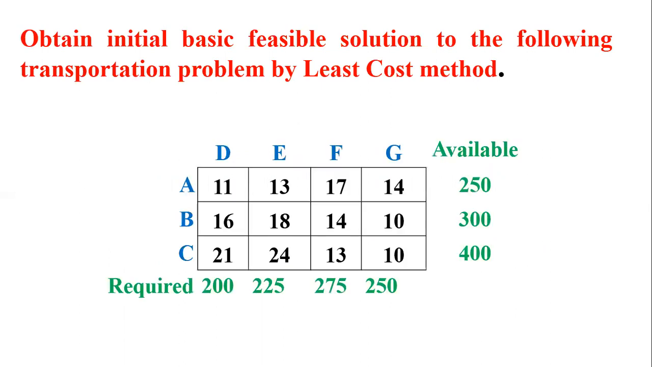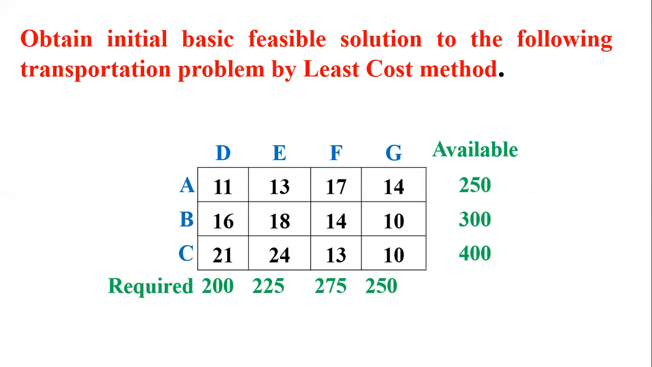Now let us see the problem. Find the initial basic feasible solution to the following transportation problem by using the least cost method. The data are: A, B, C represent the rows and D, E, F represent the columns. Availability and requirement are given. The availabilities are 250, 300, 400. Requirements are 200, 225, 275, and 350. The cost elements are given.